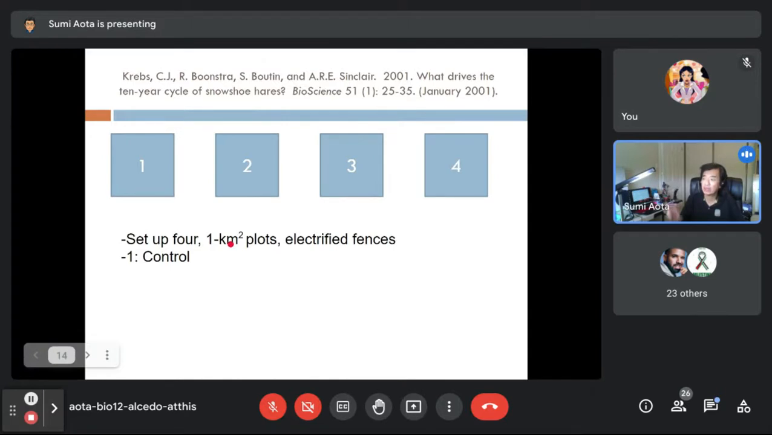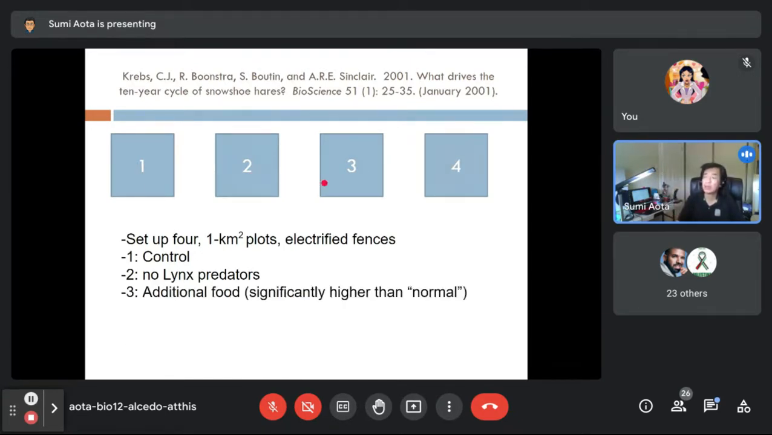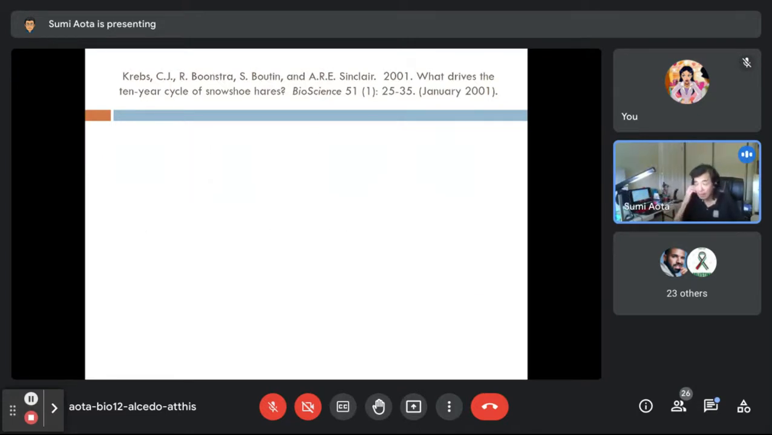In the second plot, we went in and we removed all the lynx from the area. In the third plot, we left the lynx there, but we increased the amount of food that would have been available for the rabbits. In the last group, we took out all the predators again and added more food. This was all to see which one of these would have the greatest impact on altering rabbit population sizes. Here's the results.